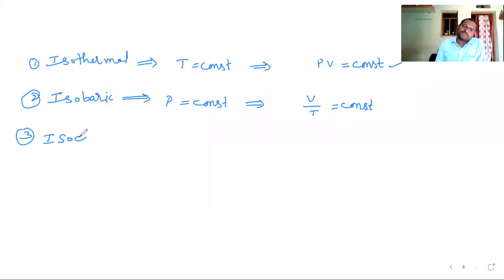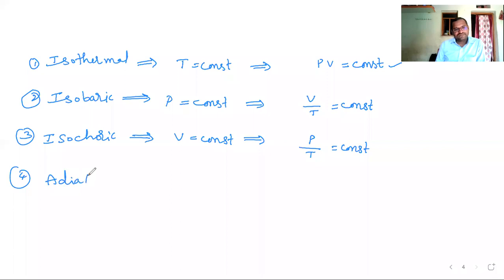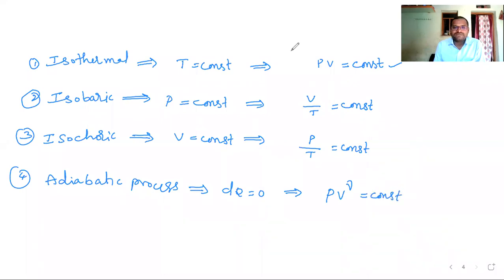Next, isochoric process you take. Isochoric process means volume will be constant. If volume is constant, means P upon T should be constant. Now you take adiabatic process. What will be constant? dQ will be 0. That implies PV power gamma is constant. Yes, these are the important points that we need to learn. This just now we have derived.